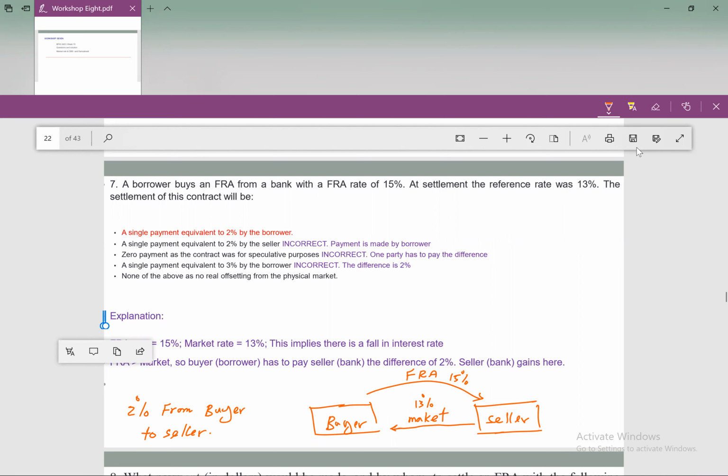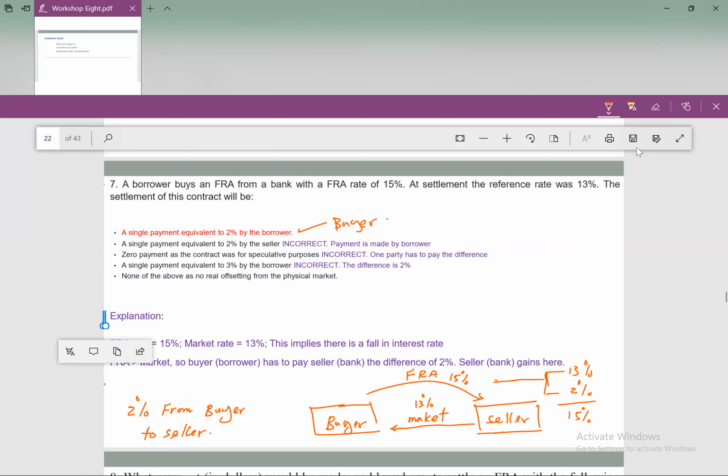The cost for the buyer all the time will be 15%. So the 15% will be 13% for the physical market and 2% for the counterparty in the derivative market. As we said, it comes up to 15%. Okay. So it's a single payment of 2%. Actually, they don't exchange the 13% and the 15%. They only exchange the difference, paid by the borrower, or you can say the buyer.